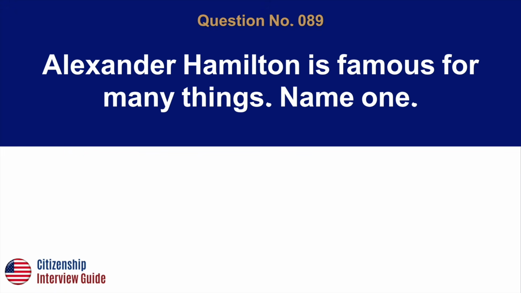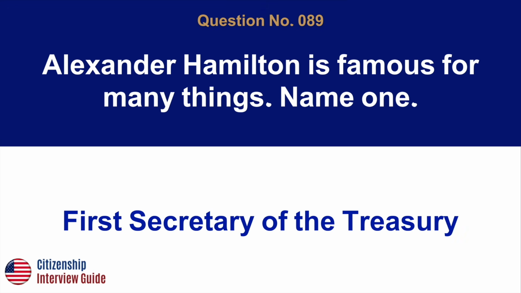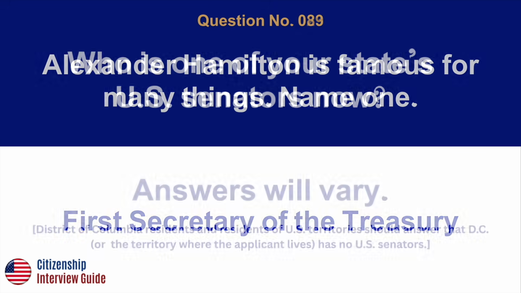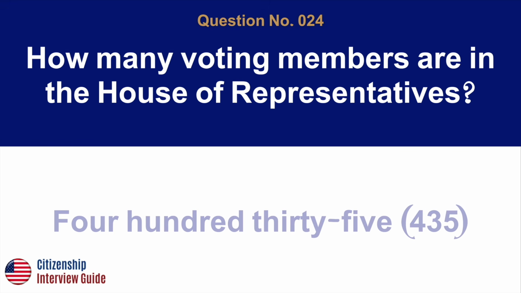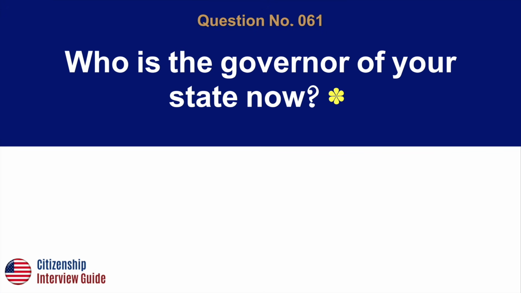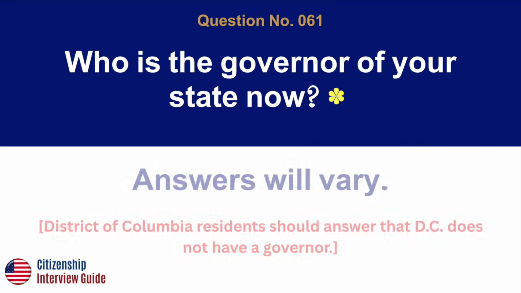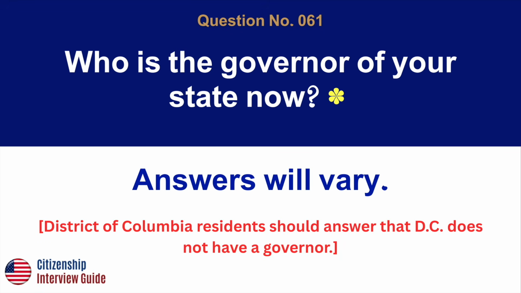Alexander Hamilton is famous for many things. Name one. First Secretary of the Treasury. How many voting members are in the House of Representatives? 435. Who is the governor of your state now? This answer will vary.